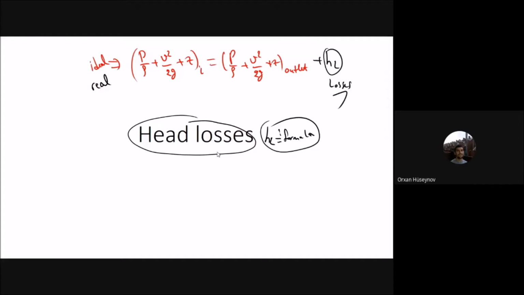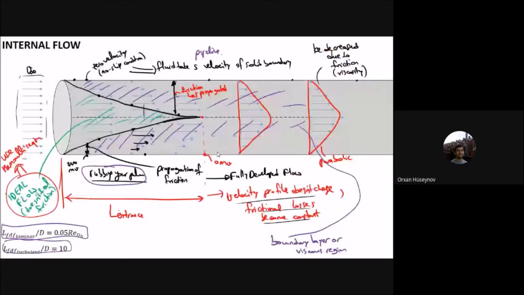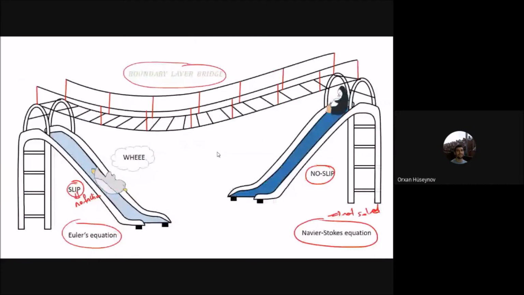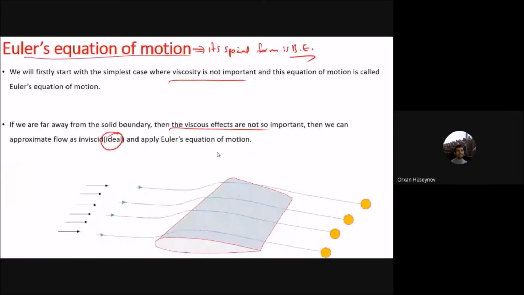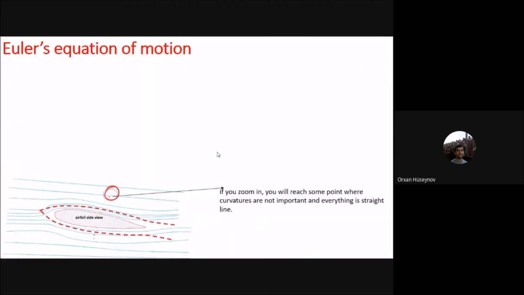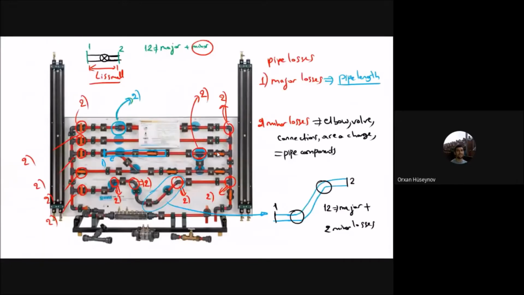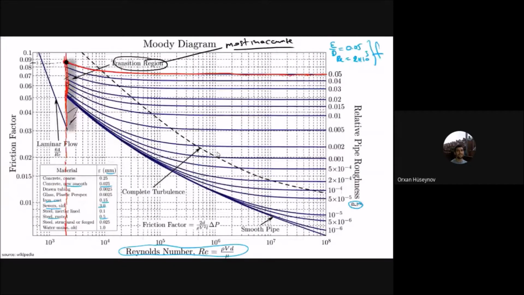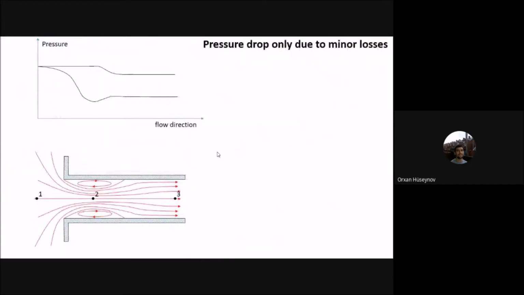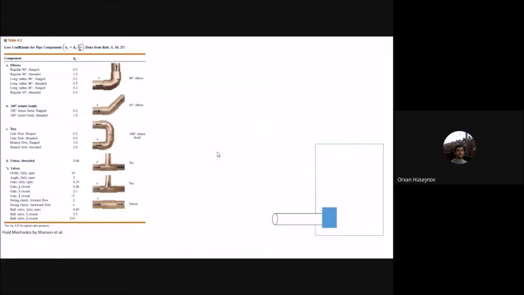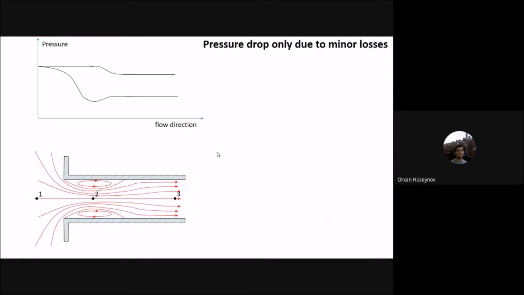About the losses that occur in pipe systems, and the laminar and the turbulent regime, and then boundary layer. It's a different concept, but we have said that the reason for the losses is the boundary layer. Now I'm going back to loss coefficients, and now I will talk about the pressure drop. It is only due to minor losses. So what happens in minor losses?